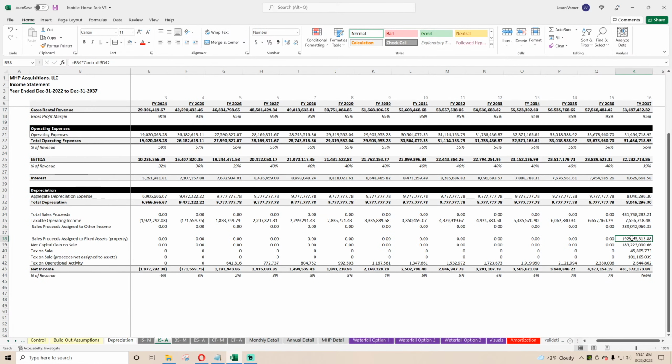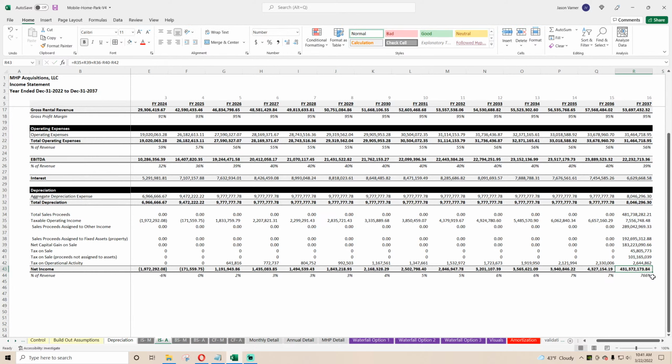Then we've got assigned to fixed property. We've got the net capital gain based on the value of depreciation happening. Then we've got taxes on the sale based on the capital gains. We have tax on the sale, proceeds not assigned to fixed assets, so this number is at a higher rate. We have tax on regular operating activities.